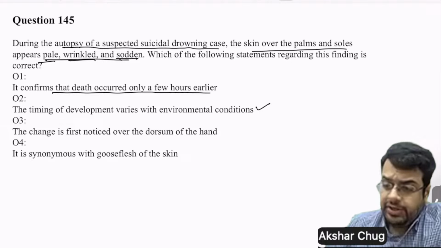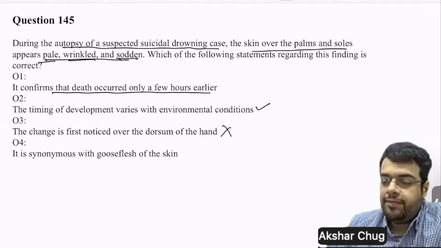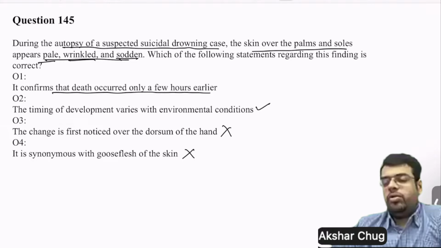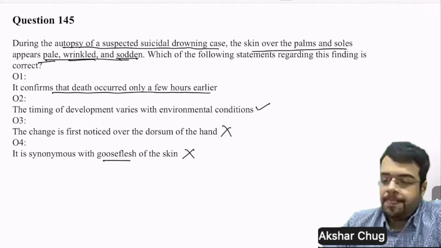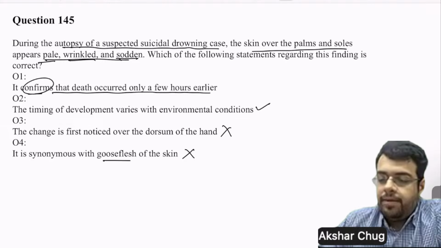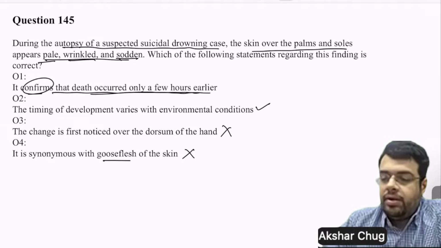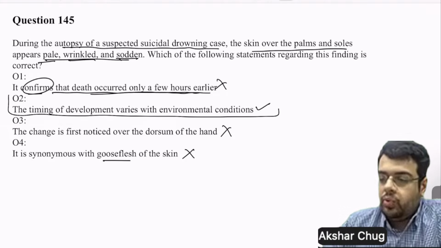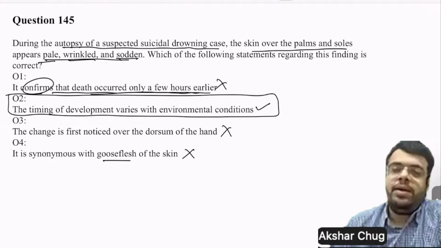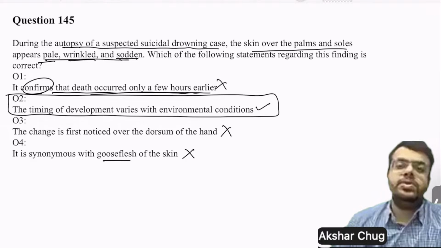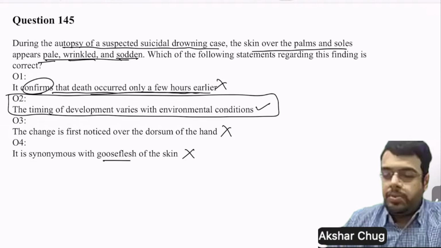Change is first noticed over the dorsum of the hand. That is incorrect. Synonymous with goose flesh. It is incorrect. Goose flesh is nothing but piloerection. And it does not confirm that the death occurred only a few hours earlier. So the right option would be option 2. It would depend upon the environmental condition, how much moisture there is, how much temperature there is. So option 2 is the correct option.